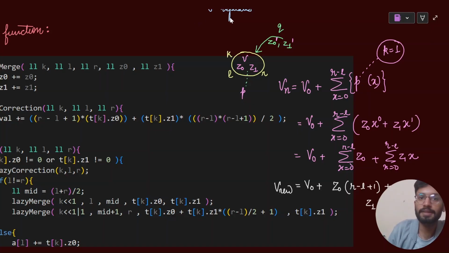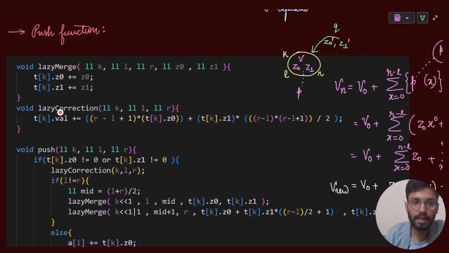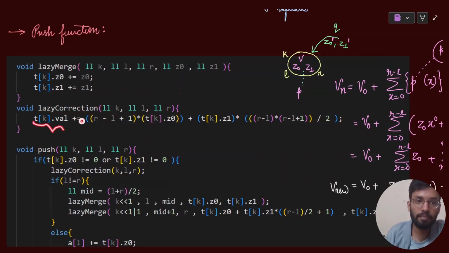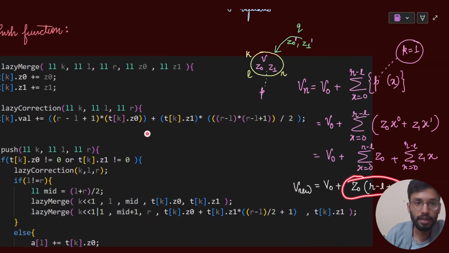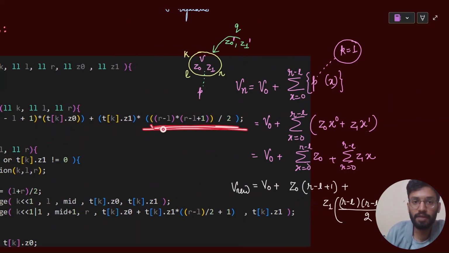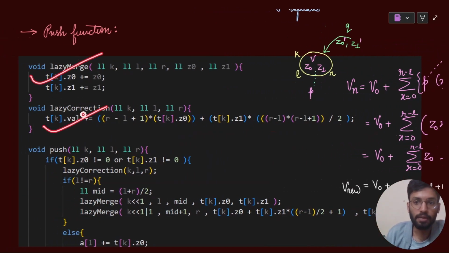So this is exactly what we do in lazy correction, right? So value new is value old plus these guys, and this is exactly what I have written over here. So in lazy correction, what have I done? KLR. So K is my kth node, LR represents the range represented by my kth node. So T at K dot val, I will do plus equals to this guy. What is this guy? This guy is over here. So Z0 into R minus L plus 1. It is exactly over here. Then TK into Z1. So Z1 is my Z1 over here. And R minus L plus 1 divided by 2. Correct? So I hope these things are clear. So lazy merge should be clear, lazy correction should be clear.